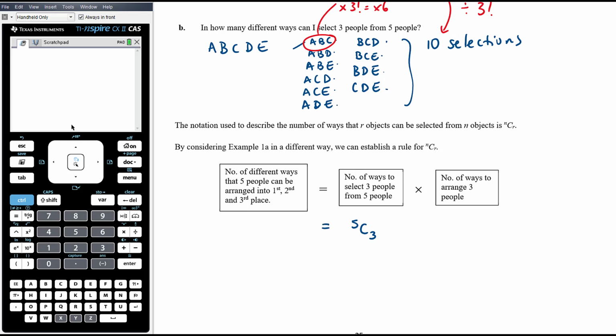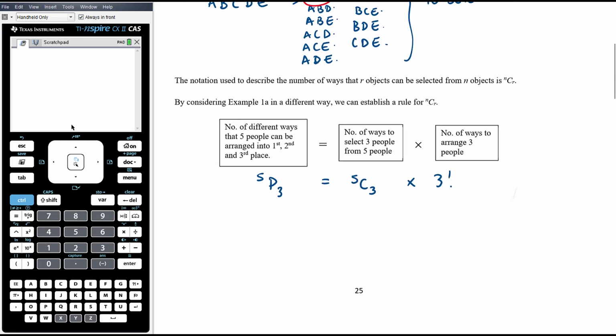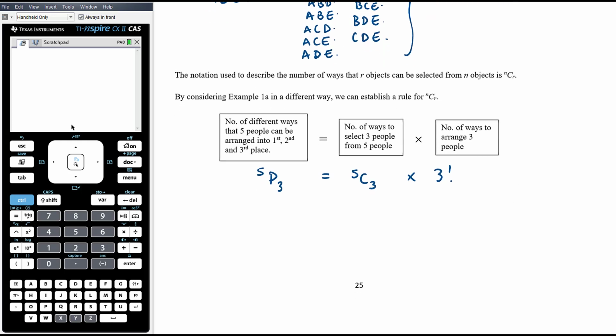Okay, the number of different ways that we can arrange 5 people into first, second, and third is 5P3. And the number of ways to arrange 3 people is 3 factorial. So that's how we get the formula which we've just come up with. So 5P3, which is 5 factorial over 2 factorial, is equal to 5C3, which we've multiplied by 3 factorial. So 5C3 is the same as 5 factorial over 2 factorial, but also over 3 factorial.